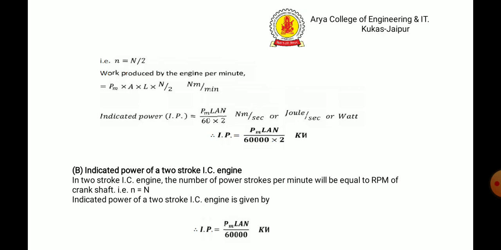kilowatt. Now the second one is indicated power for a 2-stroke engine. Here the number of power strokes per minute will be equal to the RPM of the crankshaft, that is, n equals capital N. So the indicated power is given by PMLAN upon 60,000 kilowatt.